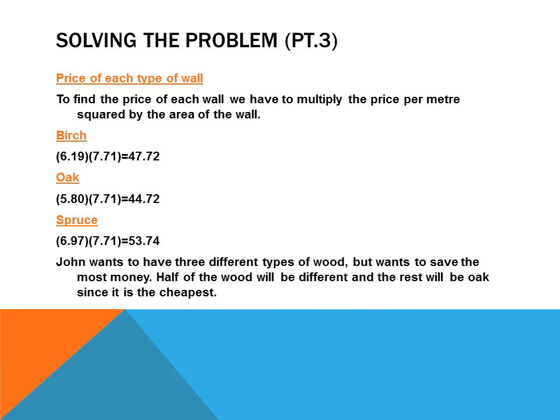$53.74. John wants to have 3 different types of wood, but wants to save the most money. So one wall of each wood will be different, and the rest will be oak, since it is the cheapest. So for the total amount, 47.72 plus 53.74 plus 44.72 times 4. Or we can do 47.72 plus 53.74 plus 44.72 plus 44.72 plus 44.72, and finally plus 44.72, and that will give us the final amount of 280.34.